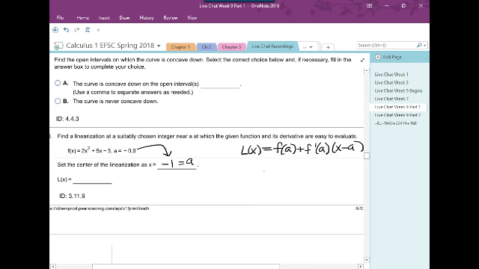But I want to show you that this is really just the point slope form of a line. You remember when you were learning how to write equations of lines given a point and a slope, we learned y minus y1 equals m times x minus x1. Well, if you move that y1 over to the other side, you have y equals y1 plus m times x minus x1.